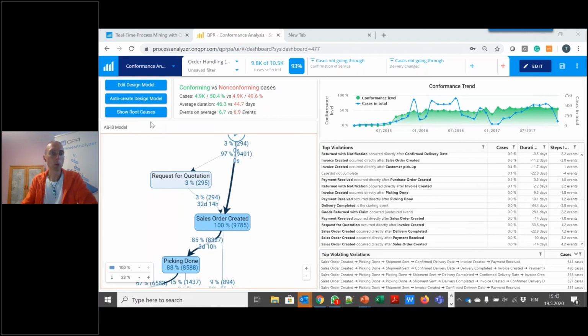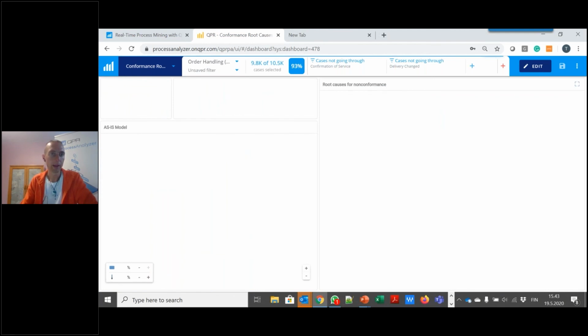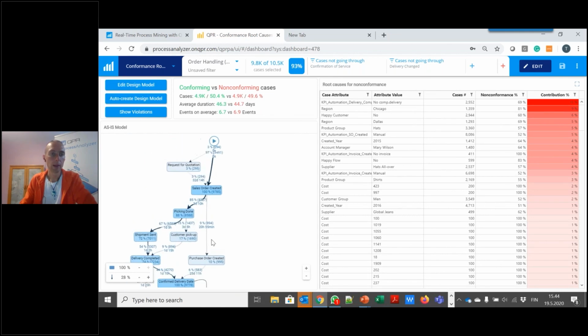But when we want to see the root causes, you just click here, show the root causes, and now it's showing the as-is model, the percentages over here, and the root causes over here. So in region Chicago, we have 81% of the non-conforming cases, whereas the average is 49.6.